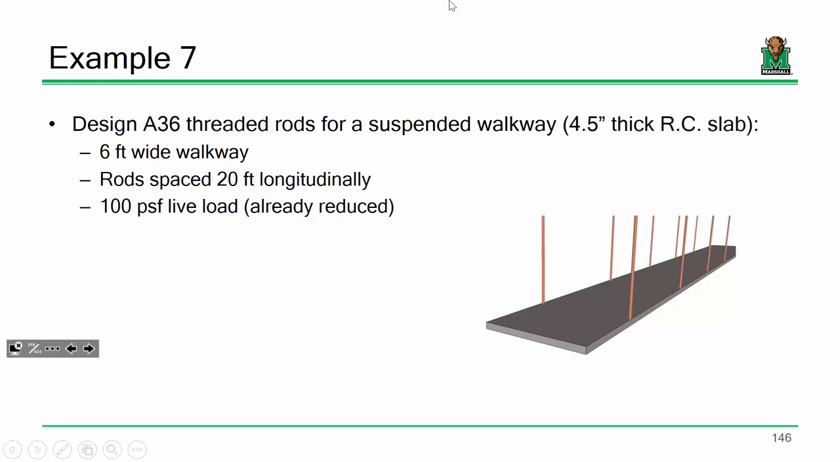Number one, we've got a 4.5 inch thick reinforced concrete slab. Help me out. What is the typical unit weight of normal weight reinforced concrete? 150 pounds per cubic foot. All right. Now, we've got a walkway that is 6 foot wide. The rods are spaced longitudinally at a distance of 20 feet. We also have a live load that is 100 pounds per square foot. It's also already reduced, so we don't have to worry about that. All we have to do is select the rod, so ultimately we're solving for the diameter. Sound good?